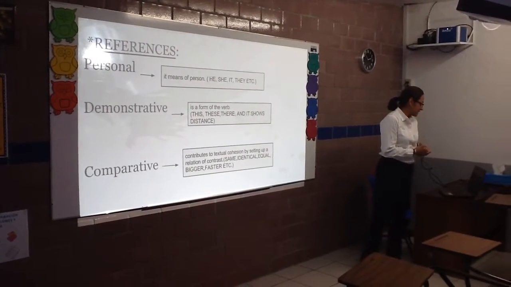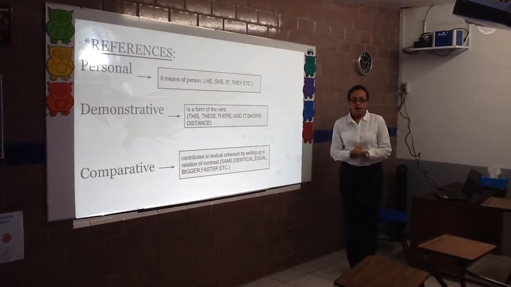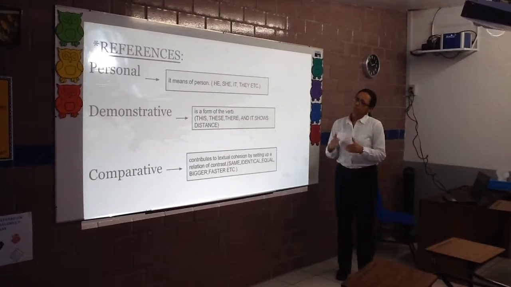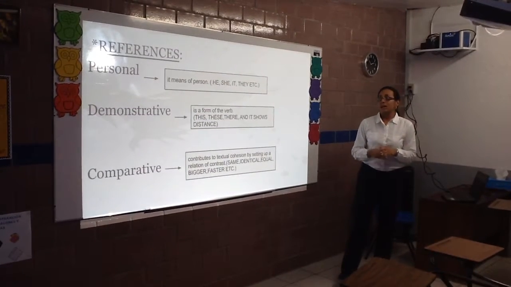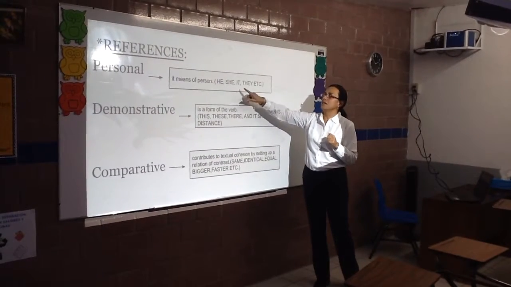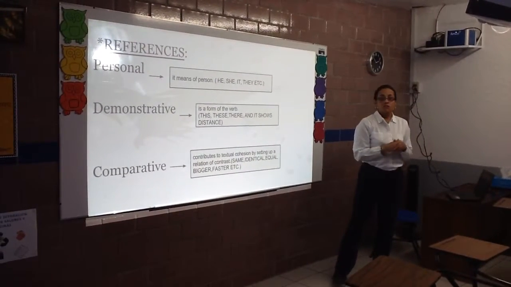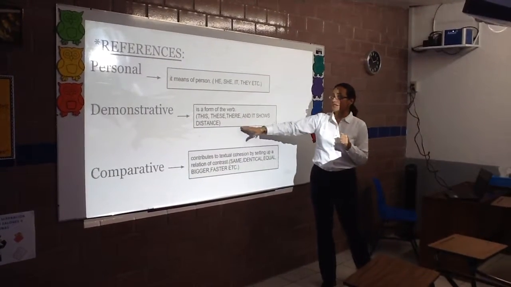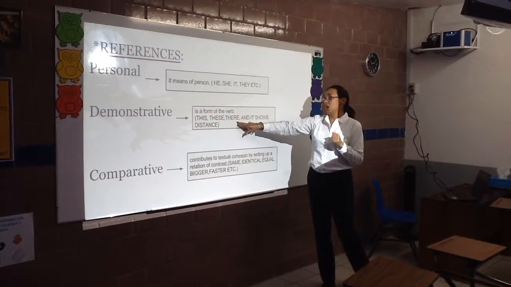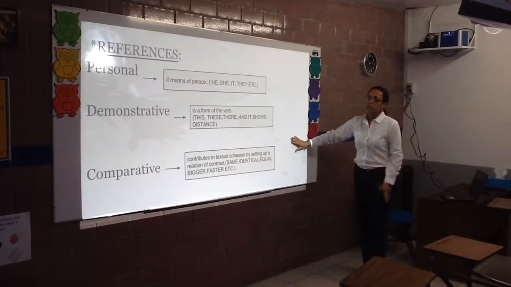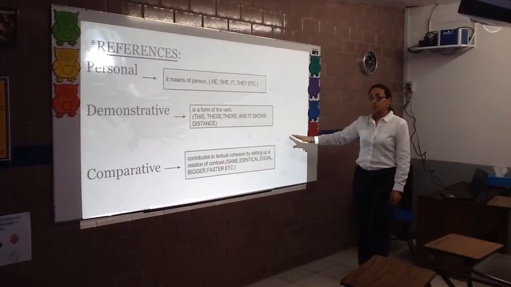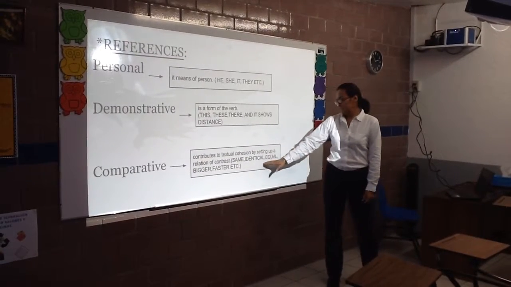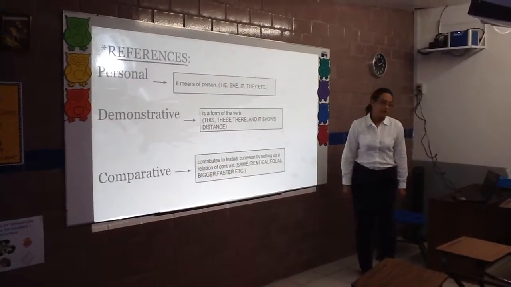We have some references. In regular writing, we are going to find these types of references. Personal references mean person: he, she, it, they, etc. And demonstrative references, which are this, there, and it shows distance. And also in a writing paper, in a book, we find comparative references, like same, identical, equal, bigger, faster, etc.